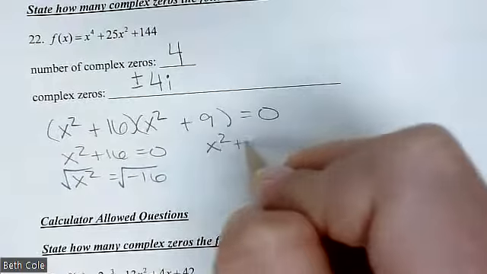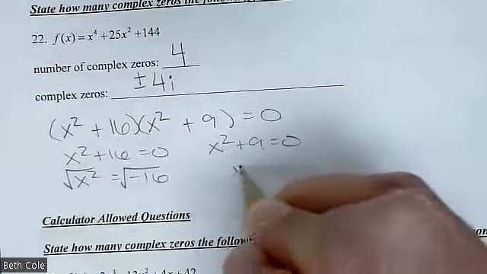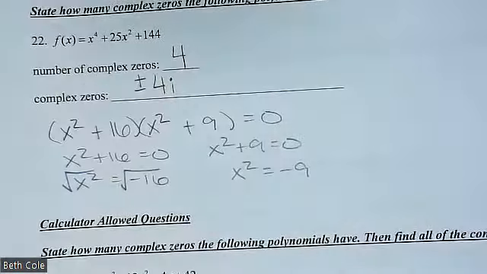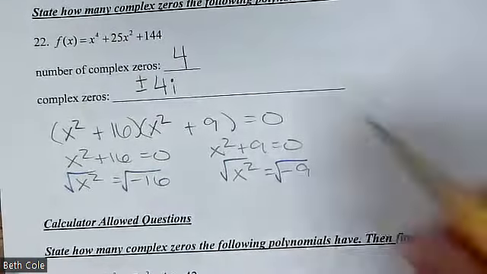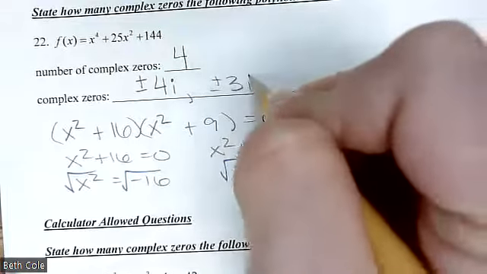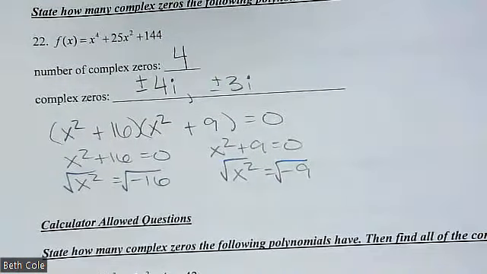And then we're going to do the same thing with this other one. You would subtract the 9, square root, and what does that one give you? Plus or minus 3i. So that is a total of 4 answers.